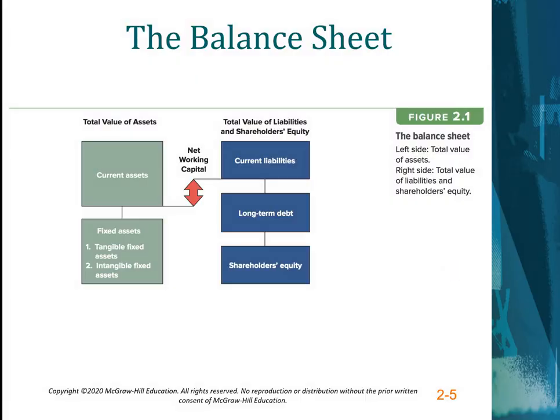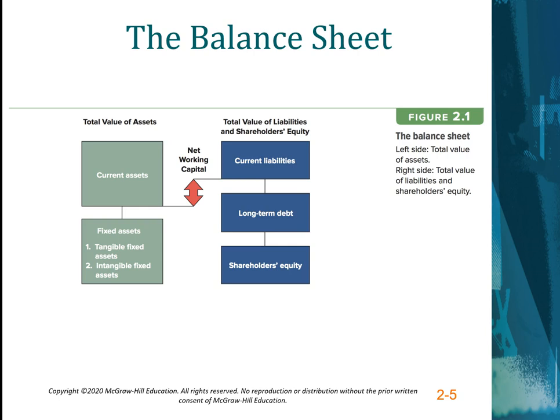The total value of the assets is equal to the current assets plus the fixed assets. Current assets are things like cash, accounts receivable, inventories, investments. Fixed assets are things like tangible fixed assets, which would be property, plant, and equipment, buildings, land, and then intangible fixed assets, which are things like patents, computer software, some things like that.